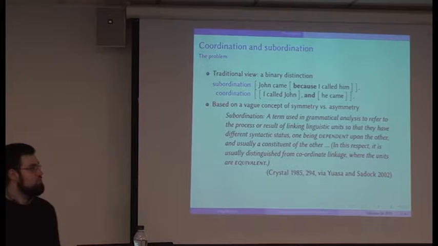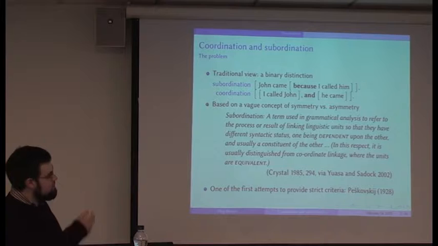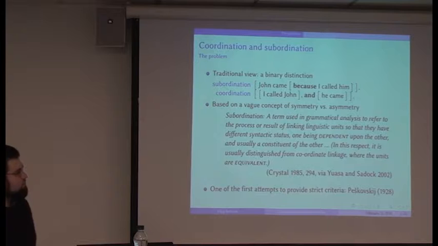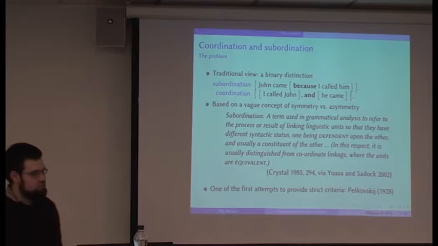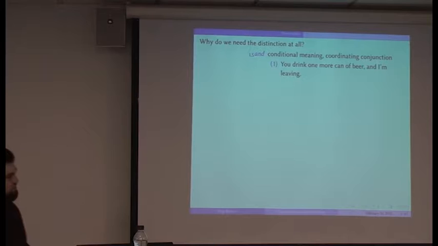And I should mention that one of the first attempts to provide clear criteria to choose between subordination and coordination is the classic work by Peshkovsky on Russian syntax. But generally, before the second half of the 20th century, there was more or less an assumption that these notions are basic and do not need to be discussed in any way. But why do we need to discuss this, and why do problems arise? There are several constructions, even in well-known languages such as English, which challenge the traditional binary distinction between the two clause linkage types.